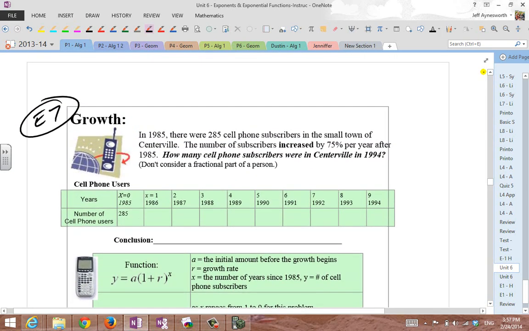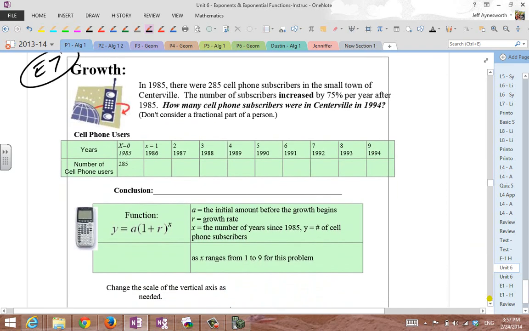Let's read the problem first as I organize the screen here. So here we go. In 1985, this is back when I graduated high school, so a long time ago, there were 285 cell phone subscribers in a small town of Centerville. The number of subscribers increased 75% per year. That's obviously important, so let's highlight that. It increased 75% per year after 1985. The big question is how many cell phone subscribers were there in Centerville in 1994? We're talking about this year right here.